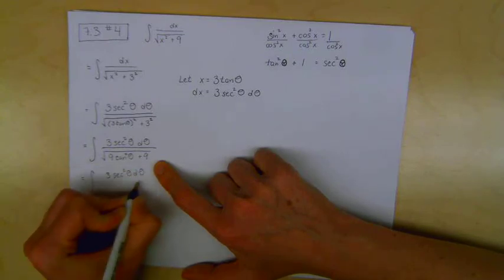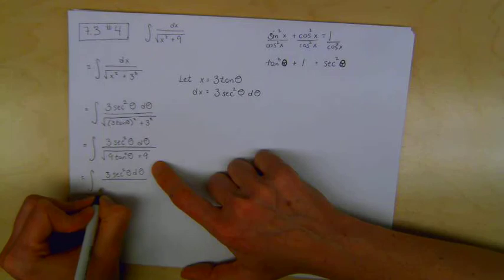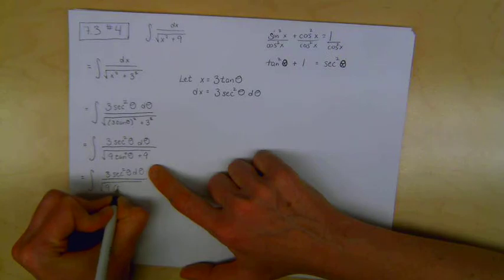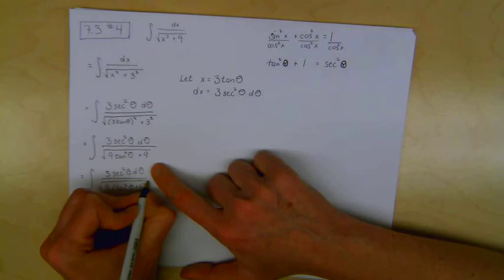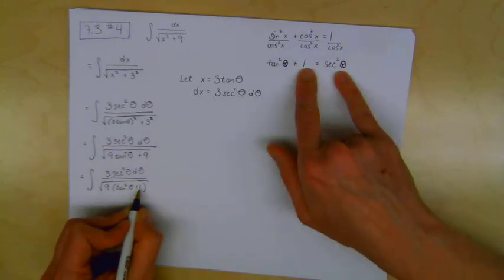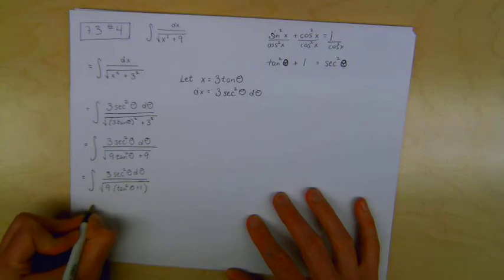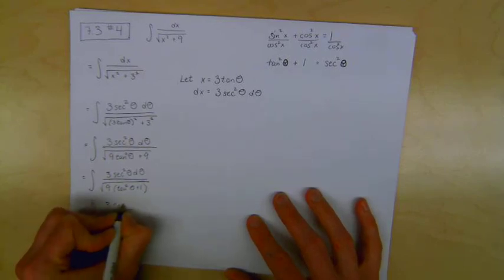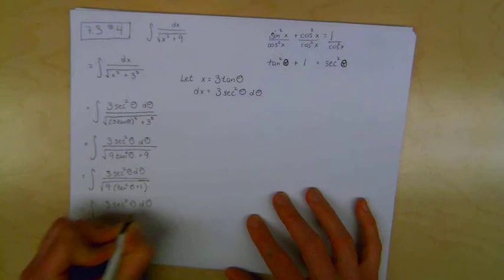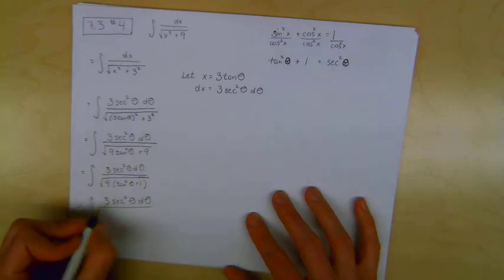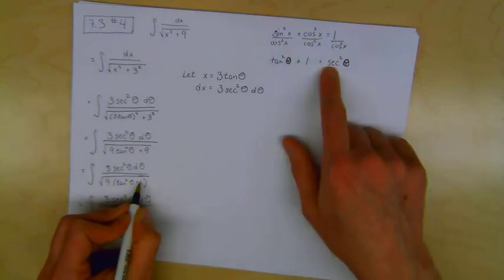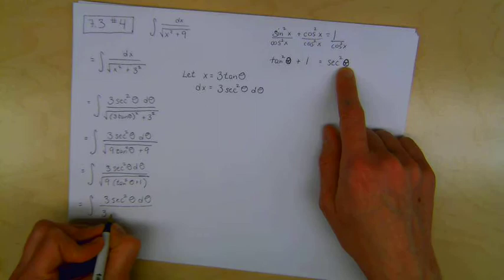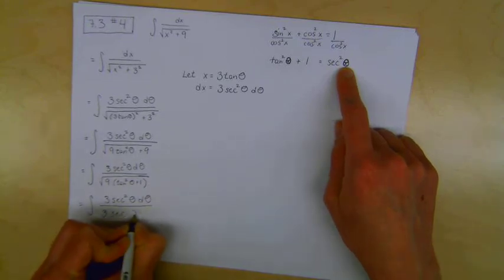That's just following along. But when I factor that 9 out, maybe I'll rewrite this as 9 times tangent squared theta plus 1. And we know what tangent squared theta plus 1 is. We wrote it over here. That's secant squared. So this is the integral of 3 secant squared theta d theta divided by the square root of 9, which is 3. And this tangent squared plus 1 becomes secant squared, but I'm taking the square root of it, so that just becomes secant of theta.